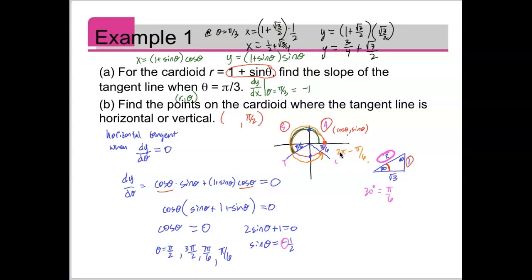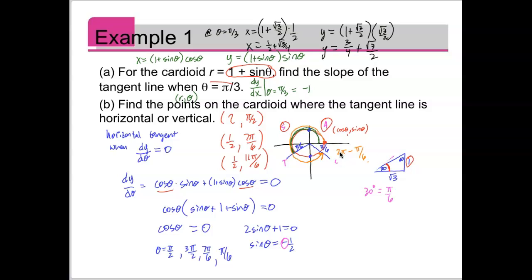So when I plug in pi over 2 to my r function, sine of pi over 2 is 1. I get 1 plus 1, which is 2. So in polar form, I have the point 2 comma pi over 2. And then when I plug in 7 pi over 6, I actually end up with 1/2. 11 pi over 6, 1/2.